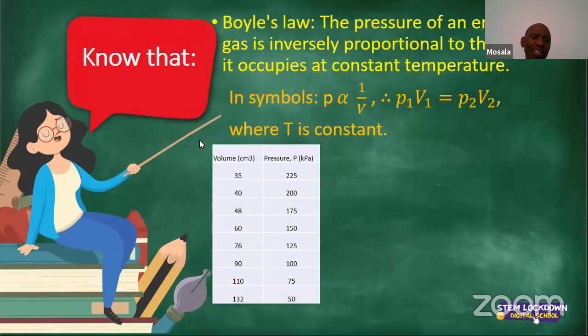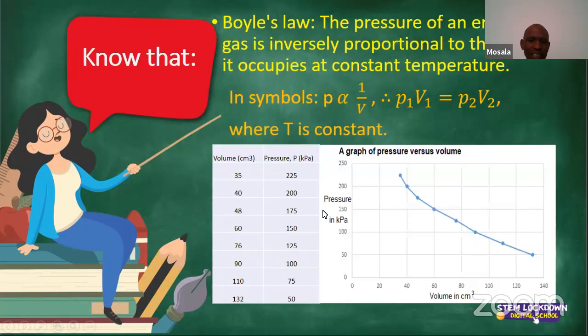Now, if we have this kind of data where we have measured volume and pressure of a specific gas, and we are plotting the pressure against the volume, this is the type of graph that we will be having. So it will be showing the inverse relation.